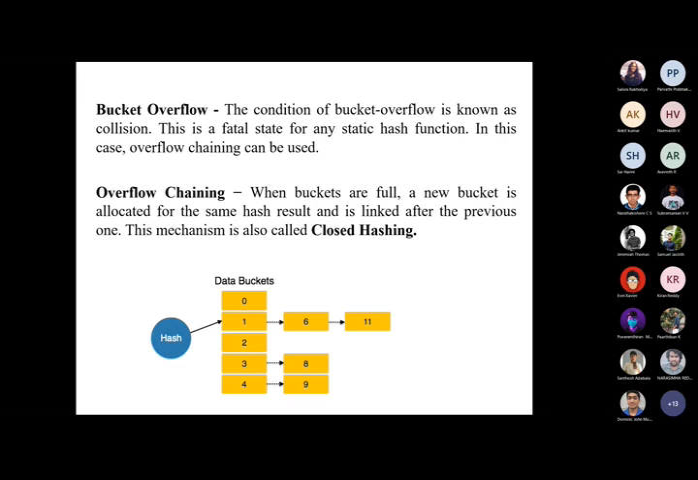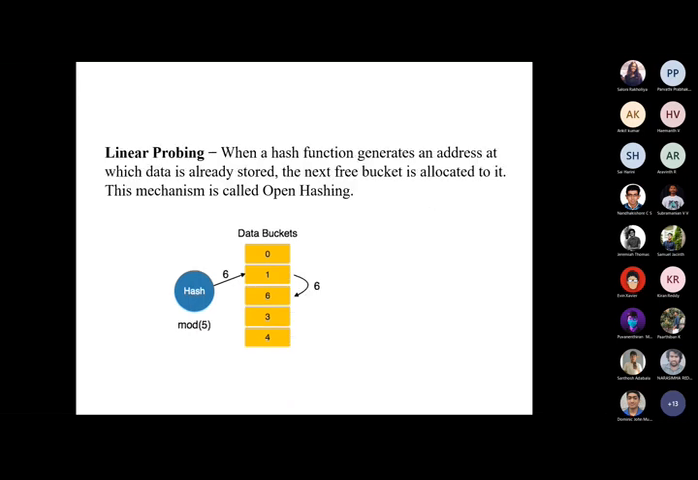So what we do is that when the buckets are full, a new bucket is allocated for the same hash result and is linked after the previous one. This is known as closed hashing. You apply a hash function and it returns the value 1. So 1, 6, 11 all correspond to data bucket 1. When the bucket is full, a new bucket is allocated for the same hash result and is linked after the previous one. This mechanism is called closed hashing.